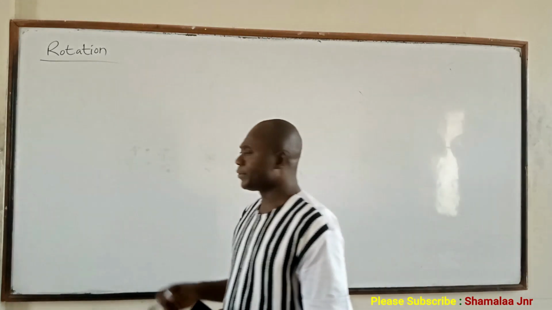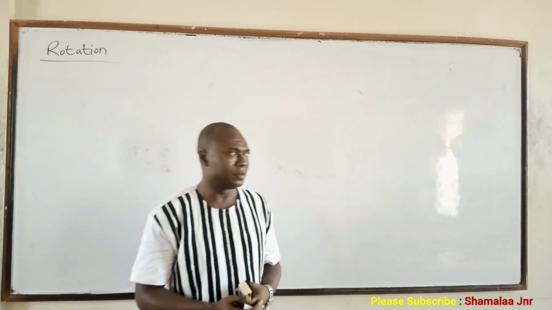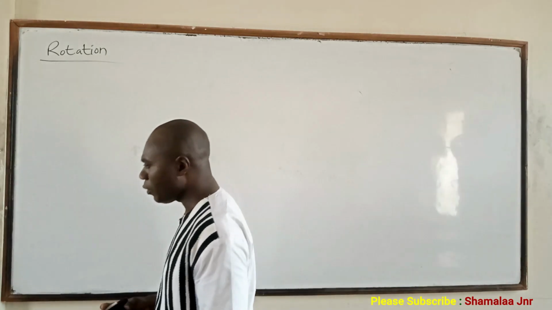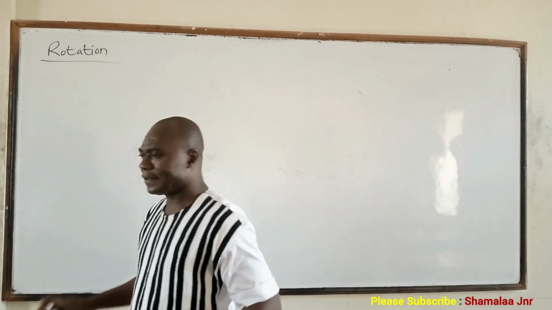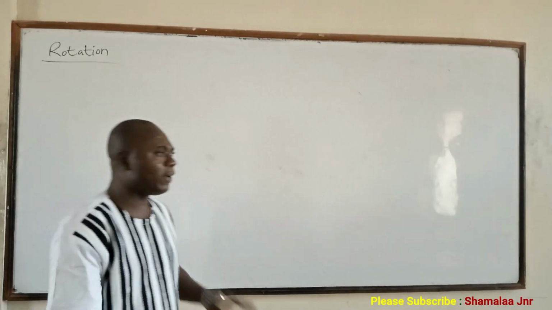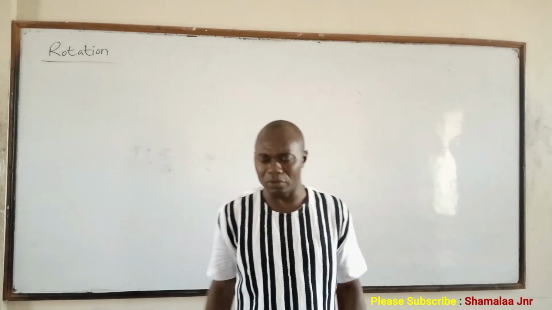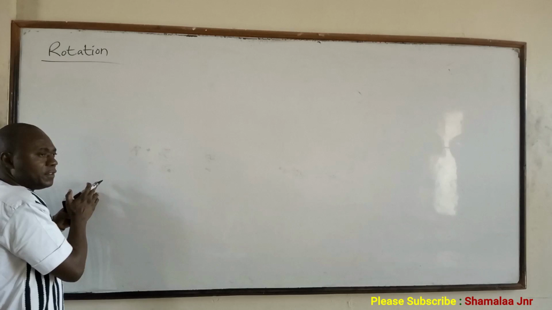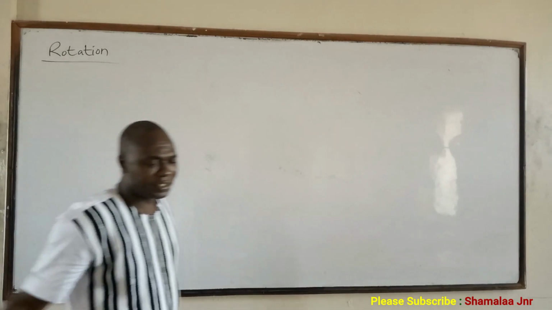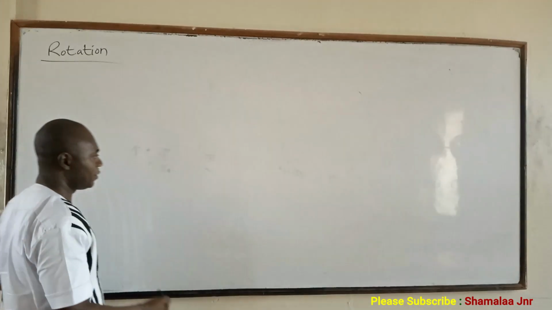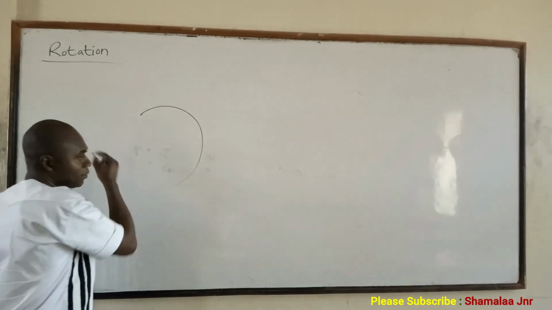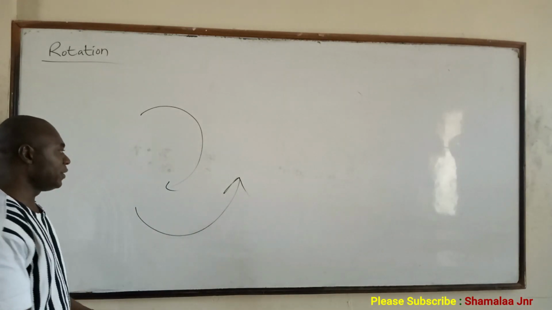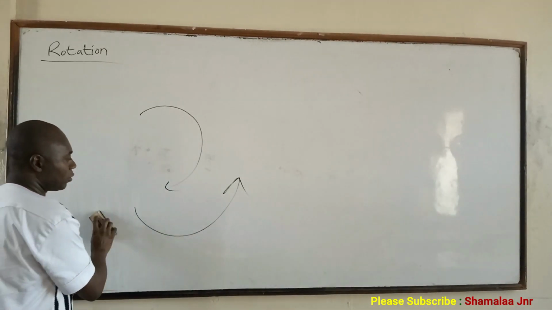Today I want us to look at rotation under transformation. Now, I want to give you the simplest explanation you can ever get as far as rotation is concerned. We have clockwise rotations and anti-clockwise rotations. Clockwise is in the direction of the clock, anti-clockwise is opposite the direction of the clock.